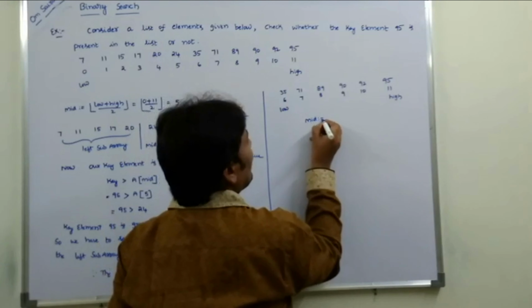So now we have to compare the key value 95 with the mid value 89. Okay, so 95 is greater than 89. So we have to consider the right sub array and ignore the left sub array.